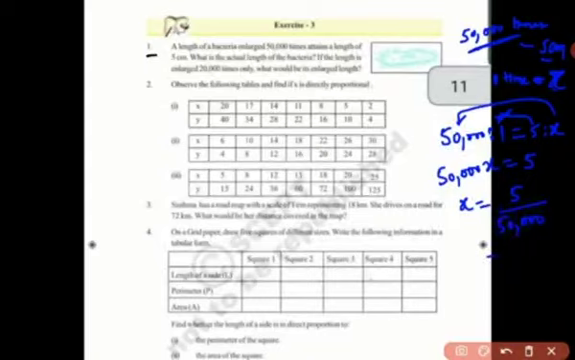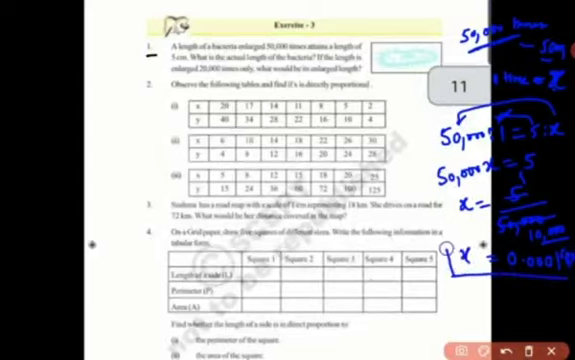Okay, so what is the answer I will get? 5 ones is 5, and this is 1 by 10,000. 1 by 10,000 is nothing but, so I have 4 zeros in the denominator, so I need to place the point after 4 digits. So 1 2 3 4. Okay, so 0.001 centimeter is the original length of the bacteria.